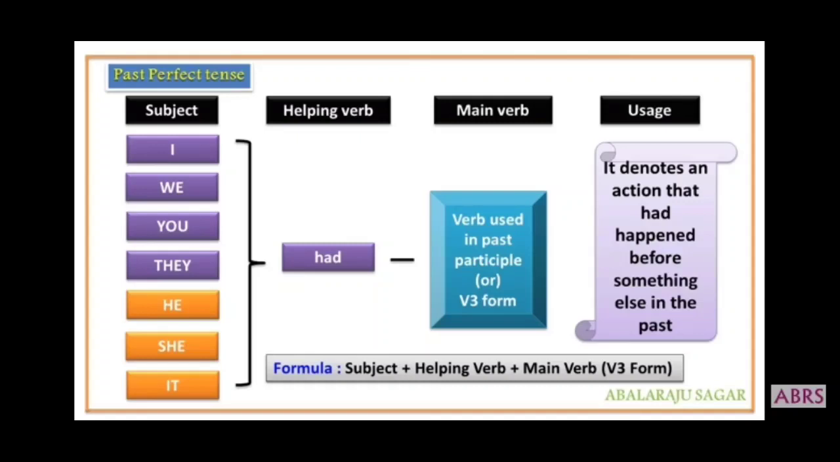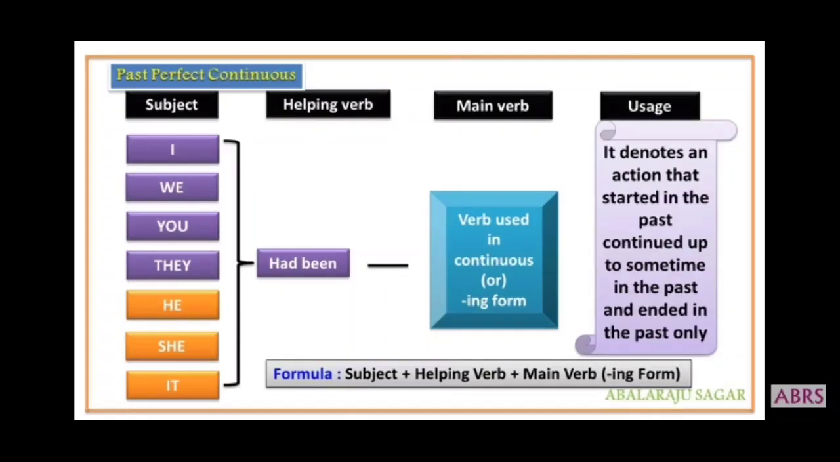Alright. Next is past perfect continuous tense. Okay, for past perfect continuous tense, for any subject, we use had been as helping verb and then ing with the main verb as continuous is there. Whenever the word continuous will be there, ing with the verb will be there. Alright. The formula which we will have to remember is subject plus helping verb, that is had been, and then the main verb plus ing. Alright. It denotes an action that started in the past, continued up to some time in the past, and ended in the past only.